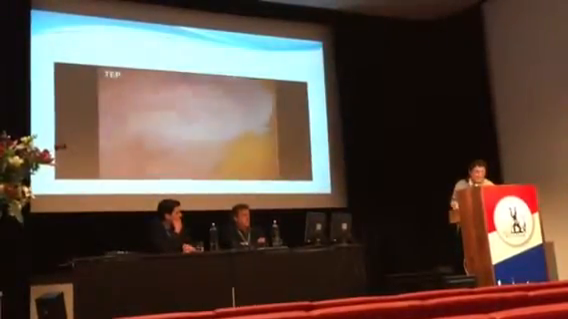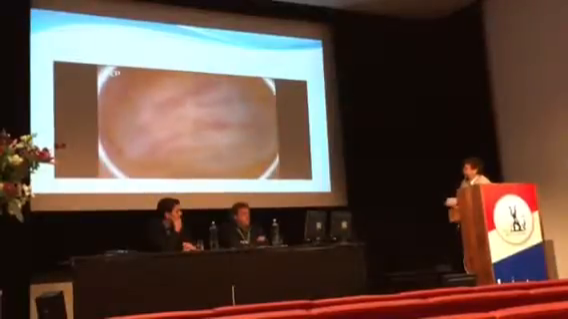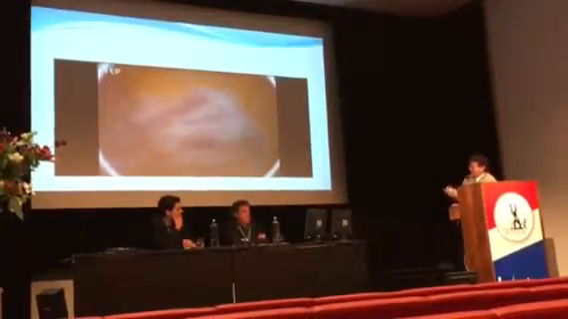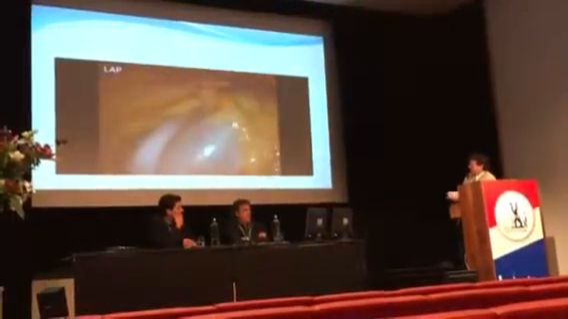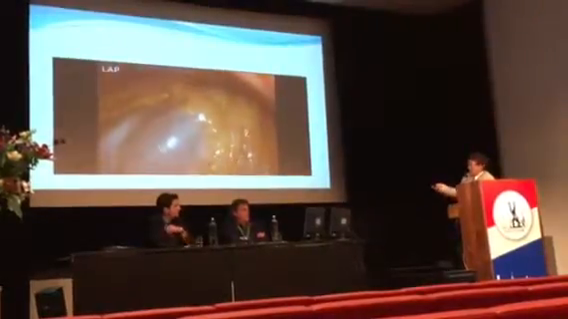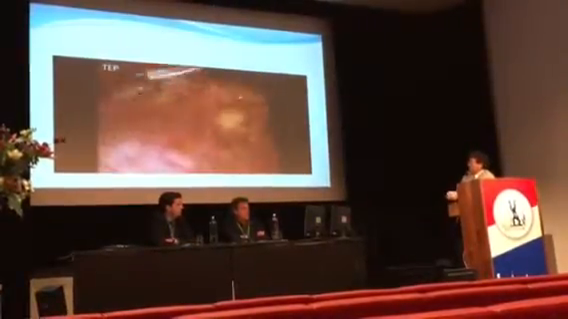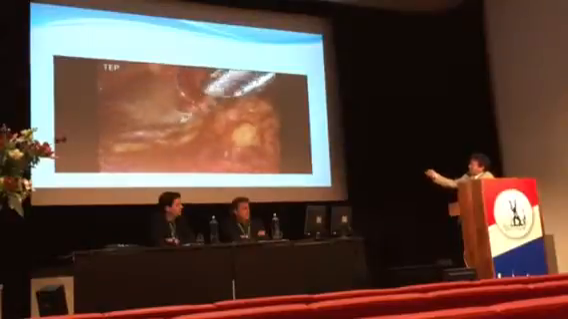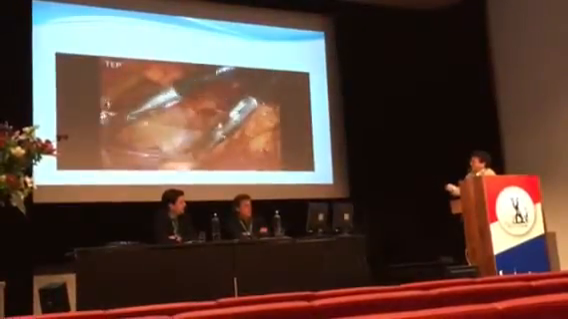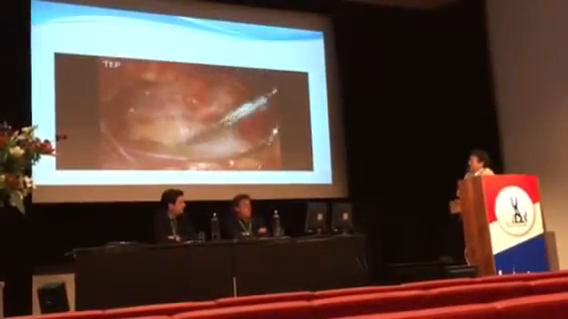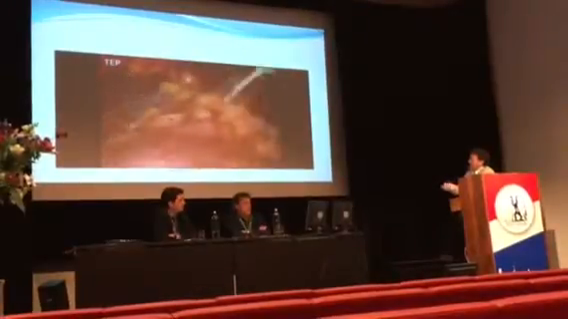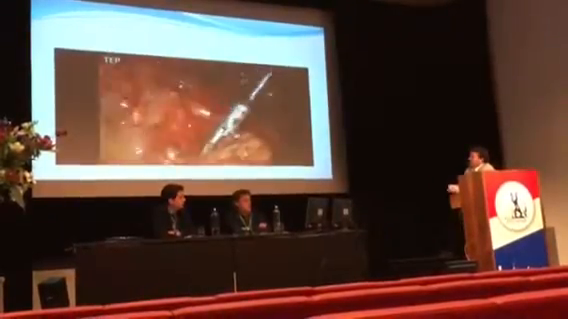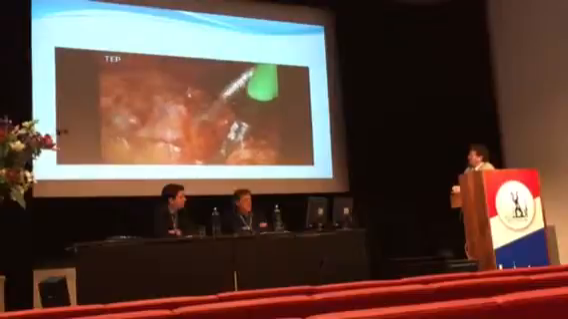This is the left side. Once you perform the TEP approach, you can see there's a huge hernia. You turn to the intra-abdominal view. You try to reduce it through the TEP approach, but you find you cannot perform the TEP approach, so you go once again to the intra-abdominal view.